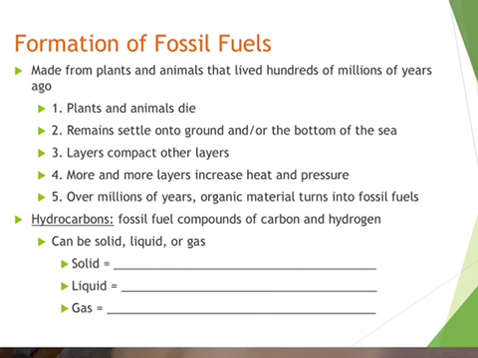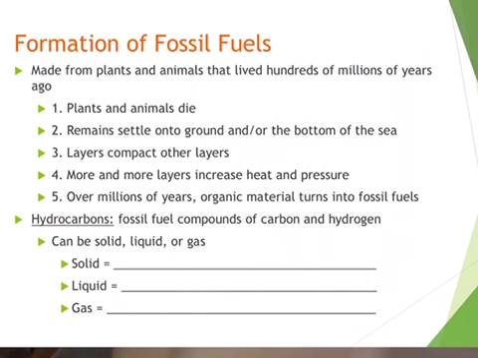In order for this to happen, the plants and animals had to die, and then their remains settle into the ground and/or the bottom of the sea. Over time, layers upon layers stack up, and they start to compact the layers below them. More and more layers will increase the heat and pressure below them. And so over millions of years, the organic material turns into fossil fuels.